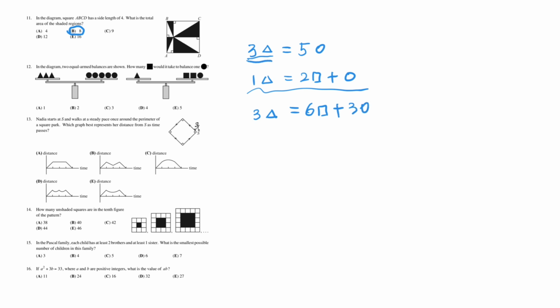3 triangles also equal 5 circles. So 6 squares plus 3 circles equal 5 circles. Now 6 squares equal 2 circles. Divide both sides by 2: 1 circle equals 3 squares. So for number 12, the answer is C.